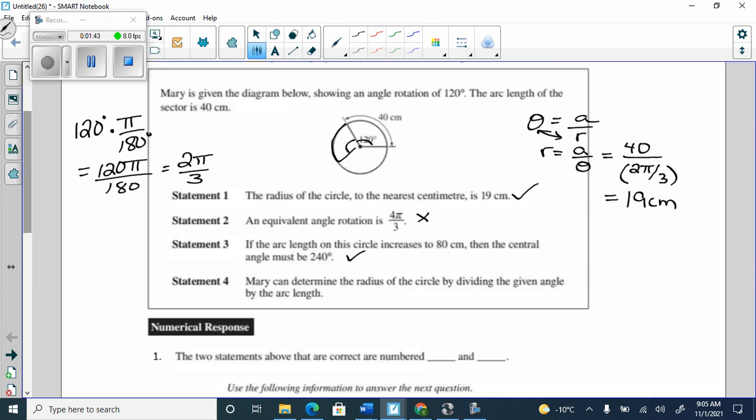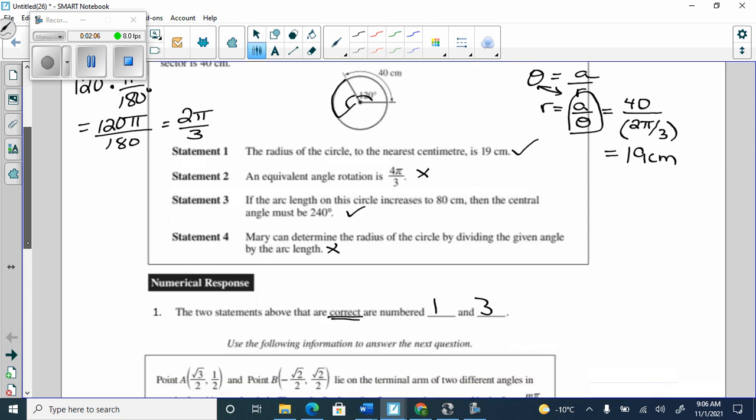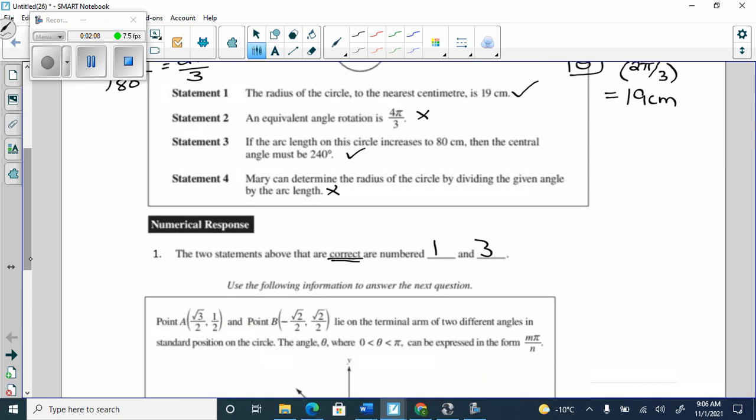Mary can determine the radius of the circle by dividing the given angle by the arc length. Is that true? No, she's doing the arc length divided by the given angle, correct? If you look here, arc length over angle. This isn't true. So it says the two statements above that are correct. You have to watch because it could be false as well, right? So it's 1 and 3. If you gave 3, 1 in this case, you'd still be correct because it doesn't say respectively.